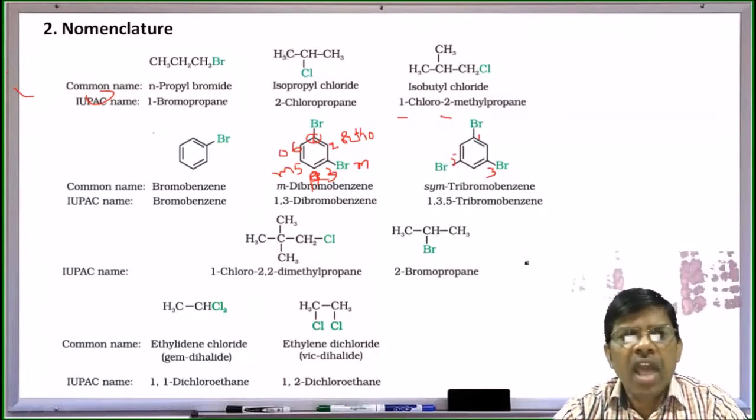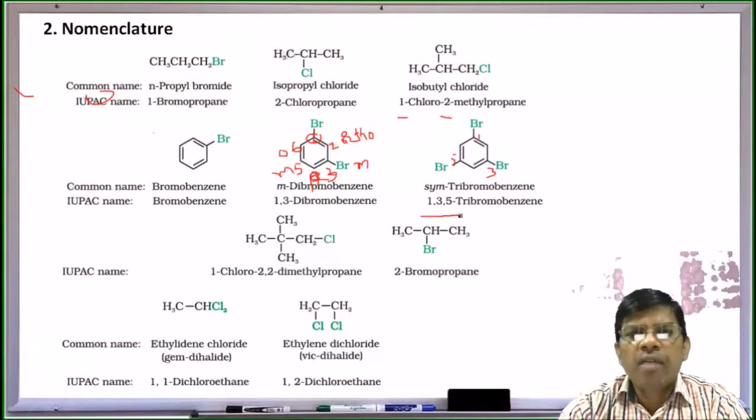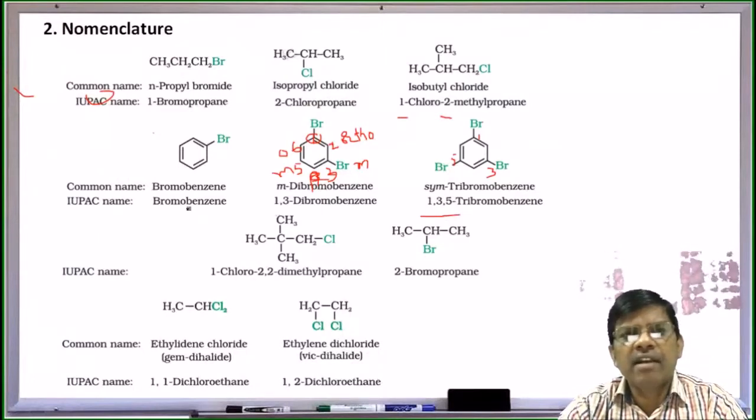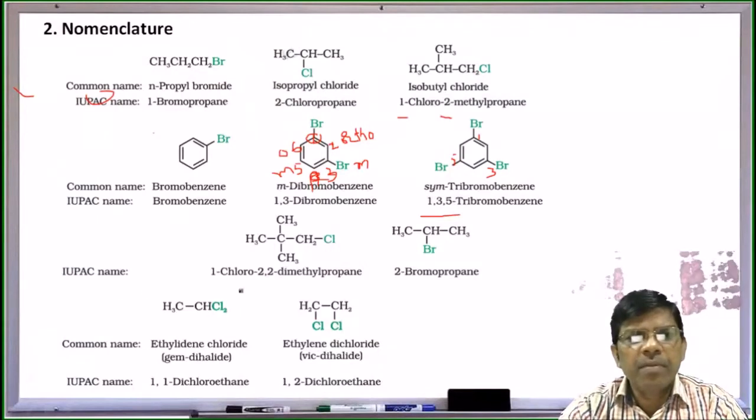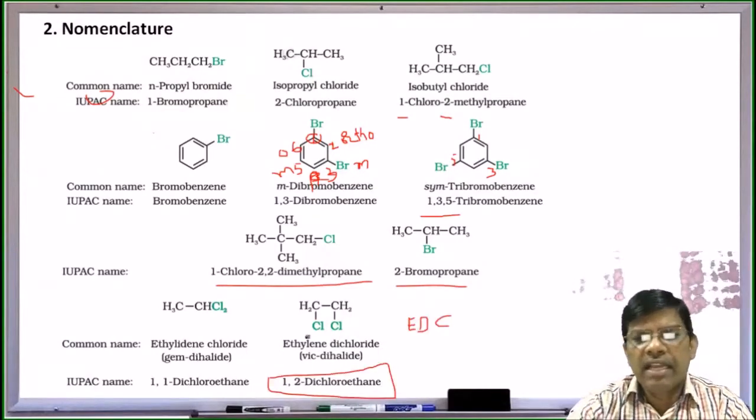When it comes to haloarenes, the common name as well as the IUPAC name are similarly pronounced. So bromobenzene, dibromobenzene, tribromobenzene. However, you have to write the positions 1,3,5 or meta or 1,3 like that. Otherwise, the common name and IUPAC names are very similar. So when it comes to the IUPAC name of this, 1-chloro-2,2-dimethylpropane, 2-bromopropane, and this is common name ethylene chloride and dichloroethanes. Like this you can name them.